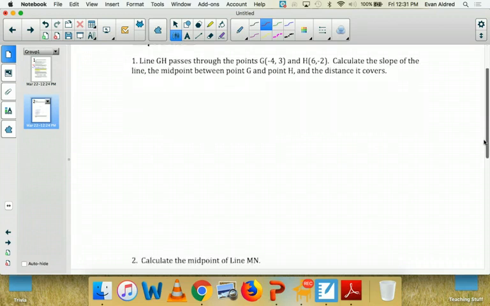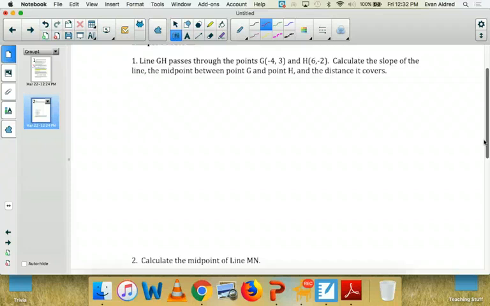All right, so let's look at our first problem. Line GH passes through the points G, which is at negative 4, 3, and H, which is at 6, negative 2. We're asked to calculate 3 things here. The slope, which we've done countless times, the midpoint, and the distance it covers. Now the last two, this is the first time that we'll have done it, but you'll see how the formula works once we get going. So let's start with the slope.